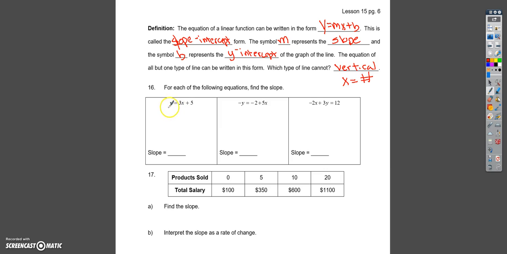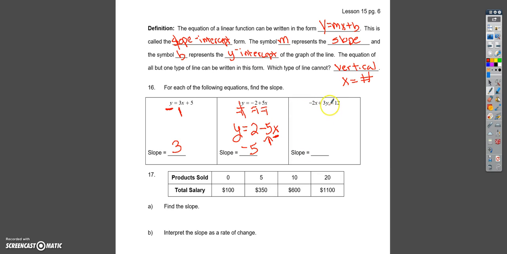Well, since we have y equals, we can say this is the slope, which is 3. We don't have y equals, so we have to divide everything by a -1, and that gives us y equals +2, and a -5x. The slope is what's in front of x, so this would be -5.